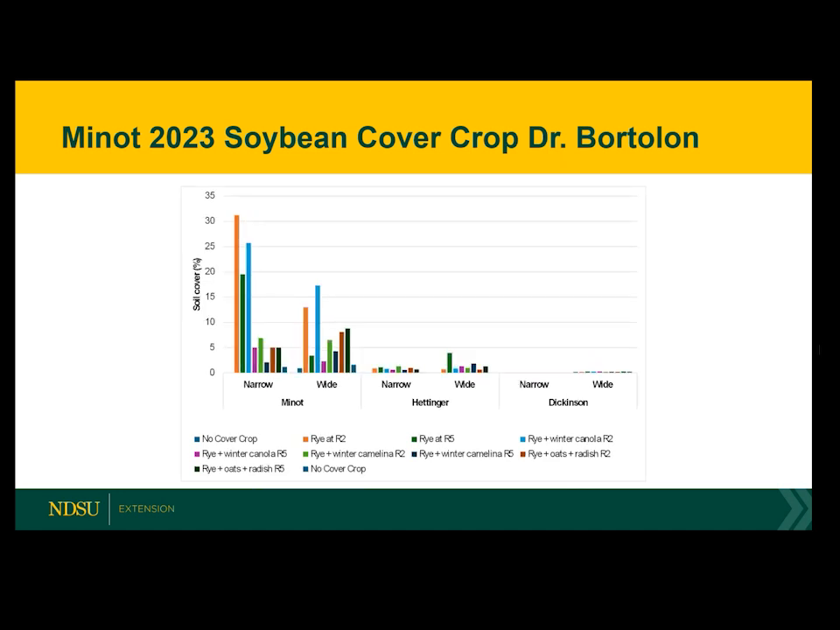A lot of people always say, well, if you get so many pounds, are you actually getting coverage on the soil? We're actually getting about 25 to 30% of the soil covered in Minot on the narrow row spacing; the wide row spacing had a little bit less soil coverage. But the reason why Dickinson and Hettinger had low biomass and low coverage of the ground is the cover crops just really didn't take off. They're a much drier environment.